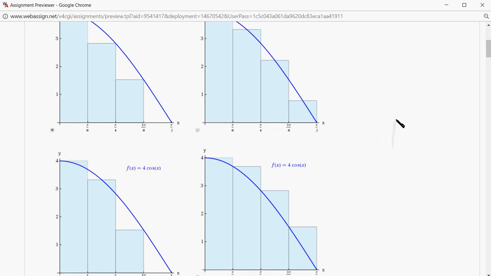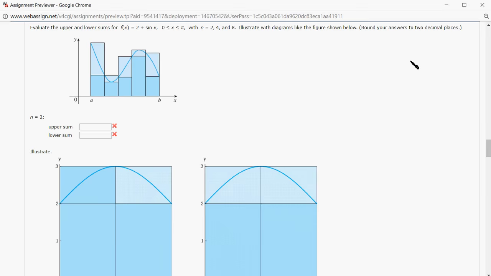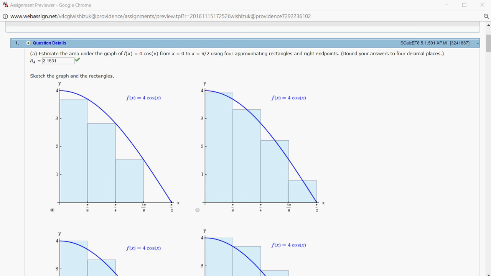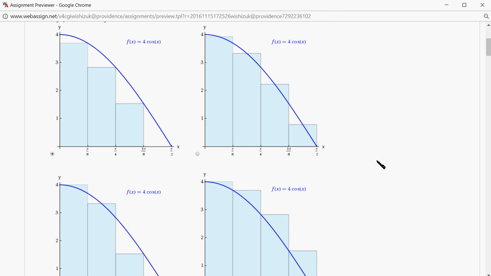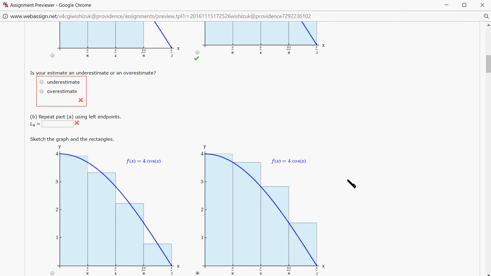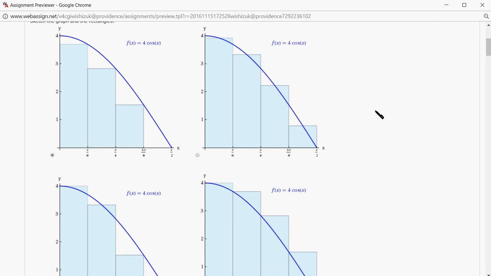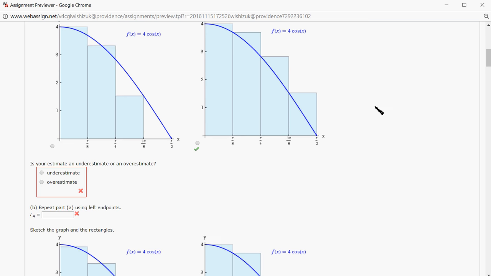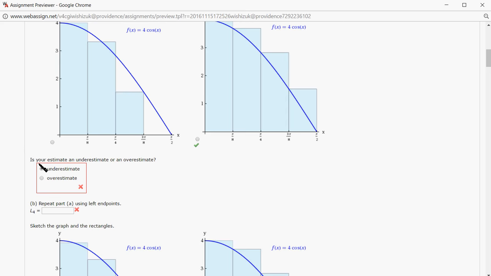Before I move on, I'm going to submit it just to make sure that we did it correctly. Submit for testing. I came back and it looks like we got this one correct, and we have the correct graph. Is this estimate an underestimate or overestimate? We can determine that by looking at the picture. The actual area is under this curve all the way from 0 to pi over 2. You can see that our approximating rectangles are missing some of the regions. Therefore, it's got to be an underestimate.